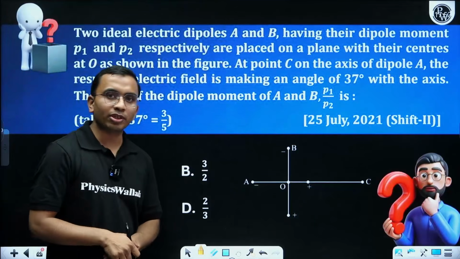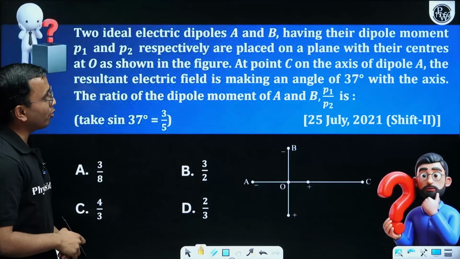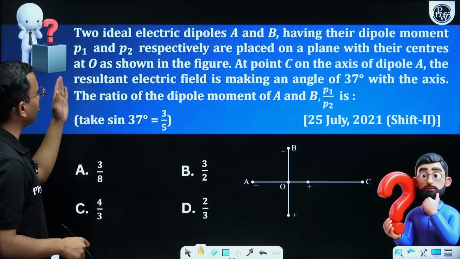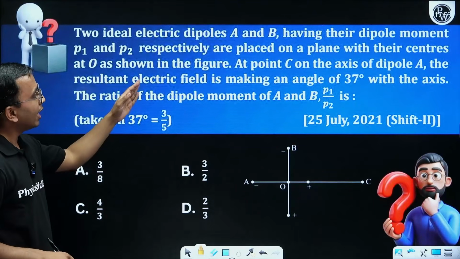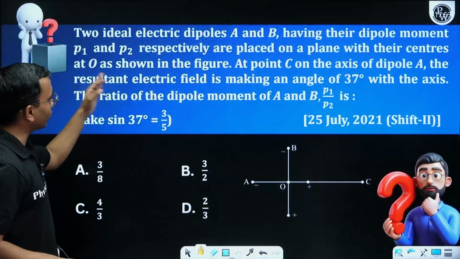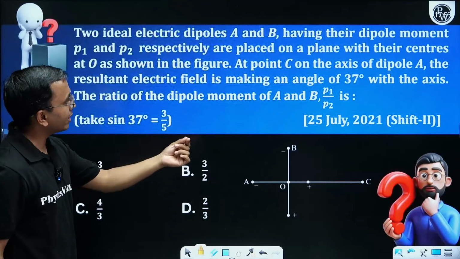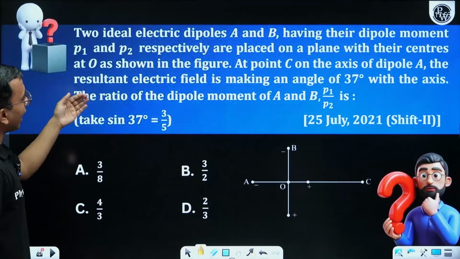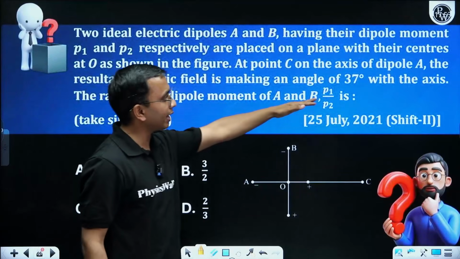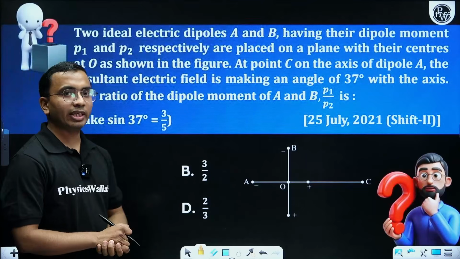Okay, now let us come to some questions. Let us read it out. Two ideal electric dipoles A and B having their dipole moments P1, P2 respectively are placed in a plane with their centers at O as shown. At point C, on the axis of dipole A, the resultant electric field is making an angle 37 degree with the axis. The ratio of dipole moments of A and B is.